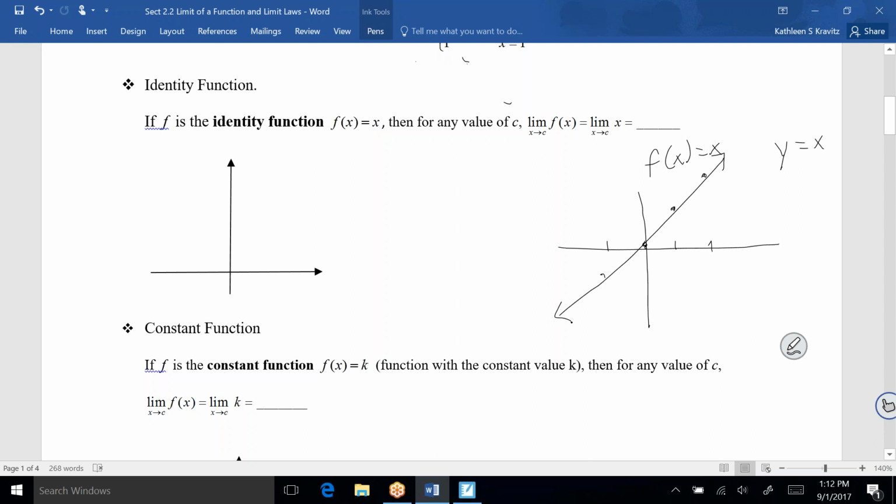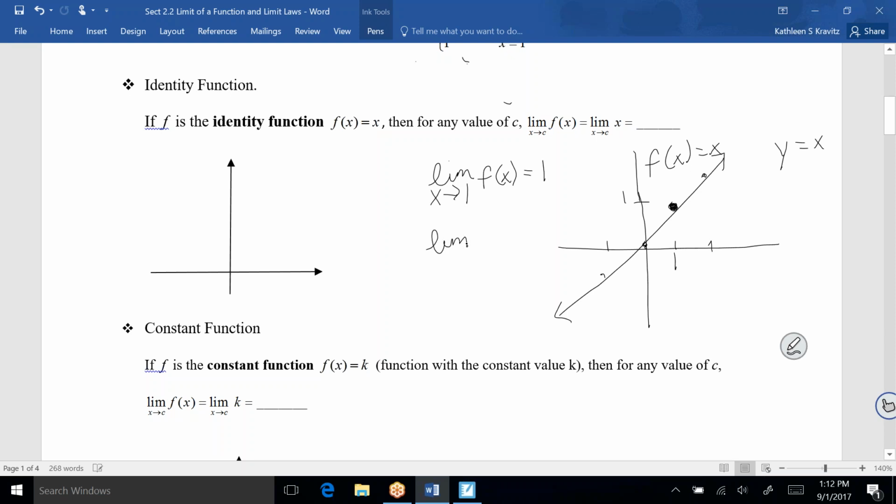So if we're talking about a limit for this function, looking at the one that I just drew, let's say we're looking at the limit as x approaches, let's say 1, for example. As x approaches 1 of f of x, which is our function. As our x values are approaching 1, we can see that the y values are getting close to 1 as well. So the limit as x approaches 1 of this identity function is going to be equal to 1.